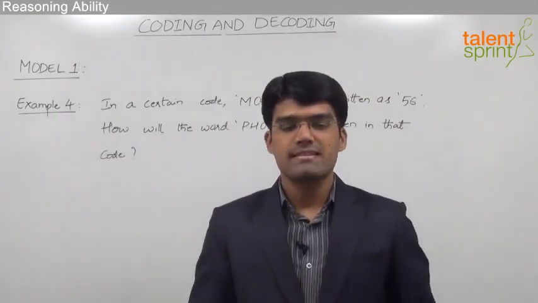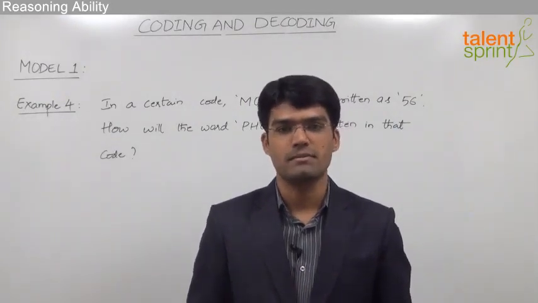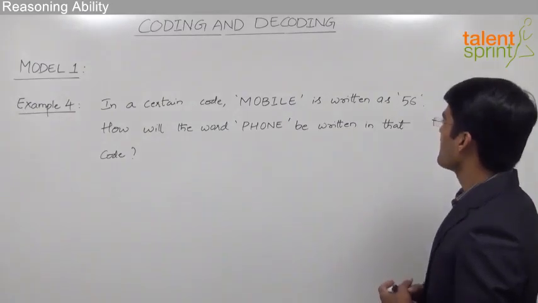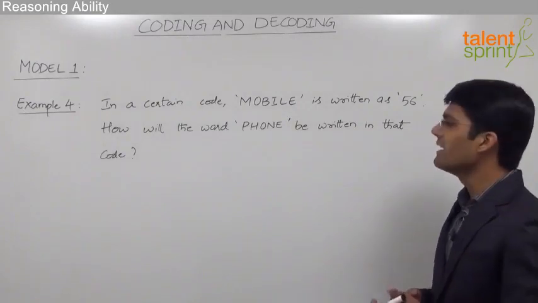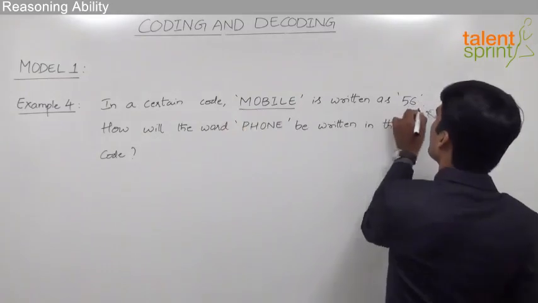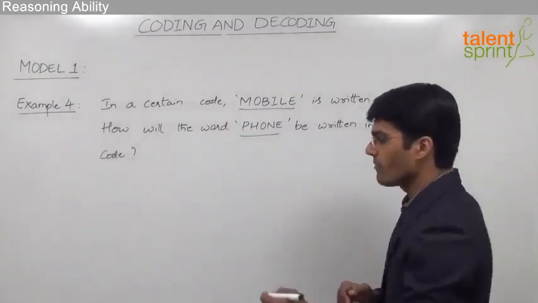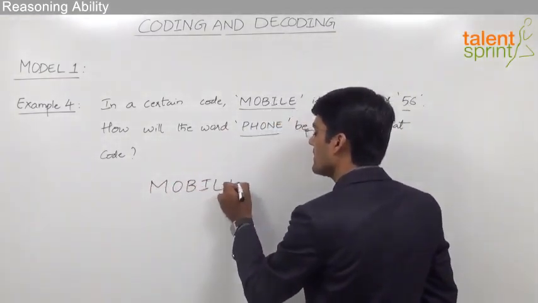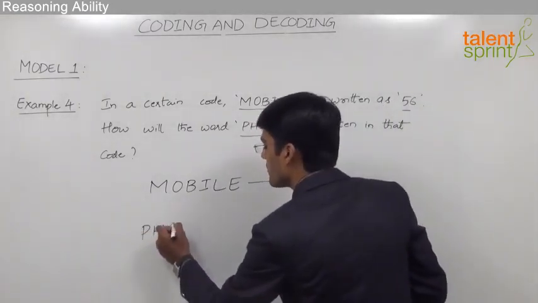Let us now take one last example based on the various types of coded forms that we have discussed in the beginning of the session. Here the question is, in a certain code, mobile is written as 56. How will the word phone be written in that code? So he has given the code for the word mobile, that is 56, and we are supposed to find out the code for the word phone. So the word mobile is taken as 56 and we are supposed to get the code for phone.